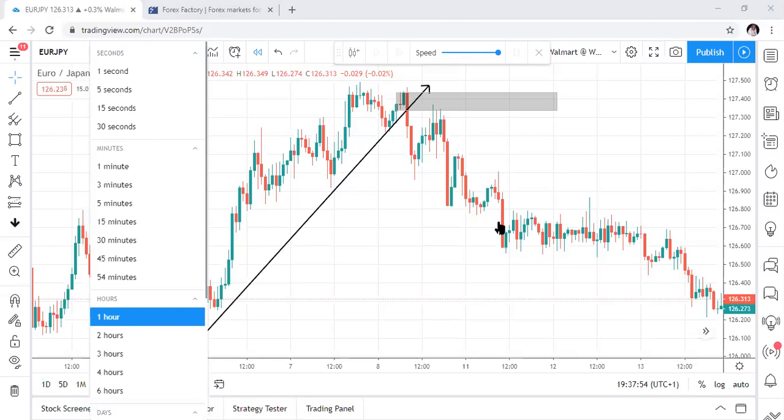How can you enter on lower time frame? Shooks, you want to... Shooks, you are very smart too. How can you enter on lower time frame? Okay.